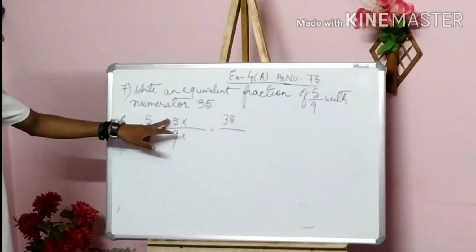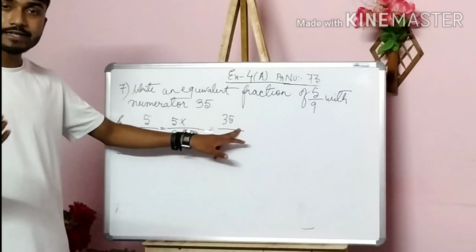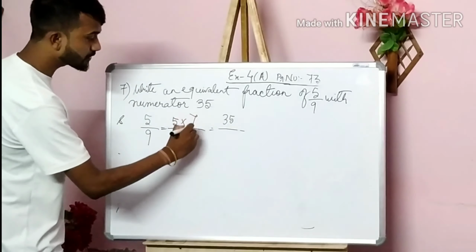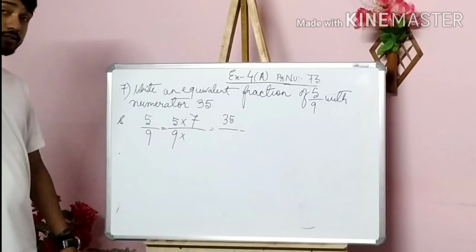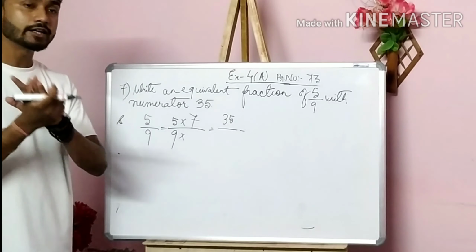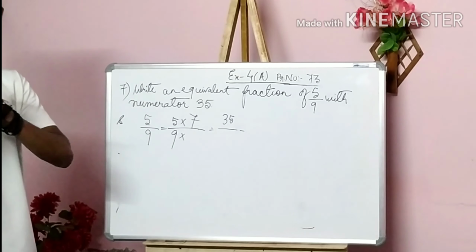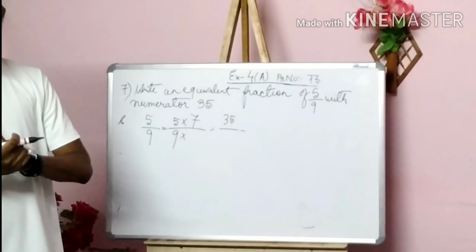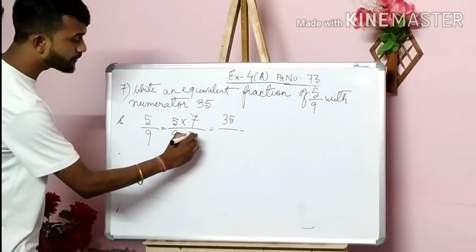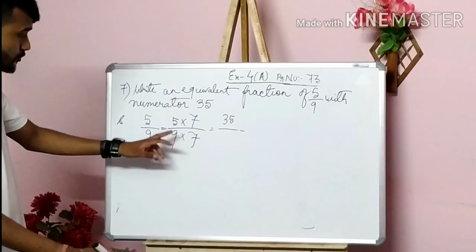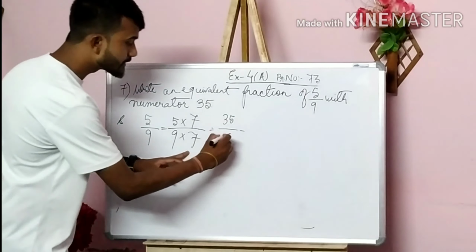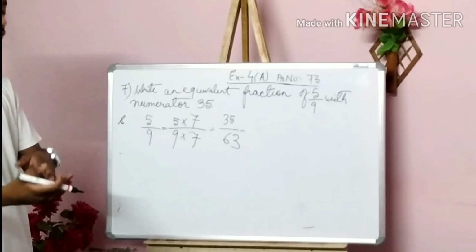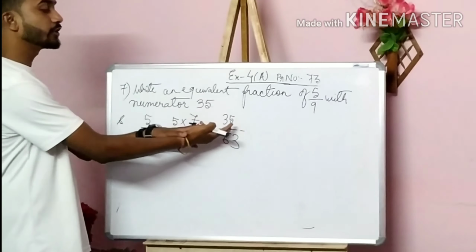So you see, 5 times how much is 35? It's quite simple. 5 7s are 35. So 5 7s are 35, I have written. So just recall your idea of doing equivalent fractions: if I write 7 in the numerator, I will write 7 in the denominator also. Okay, so 7 is here. Again I am going to multiply with 7 only. So 5 7s are 35 and 9 7s are 63. So you see, we have got the required value, the fraction with numerator 35.